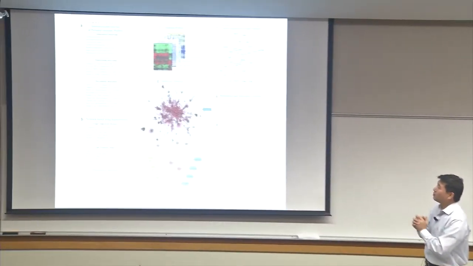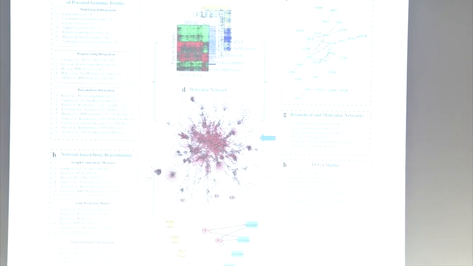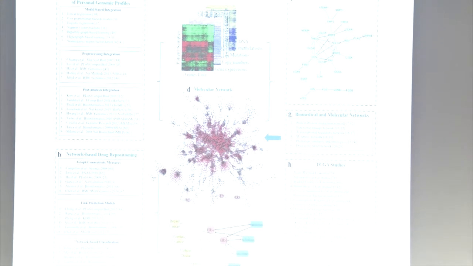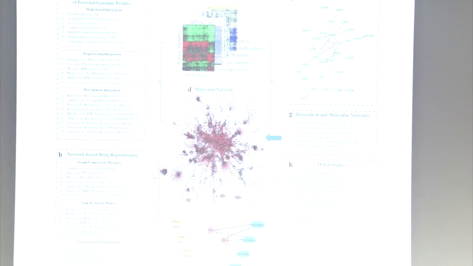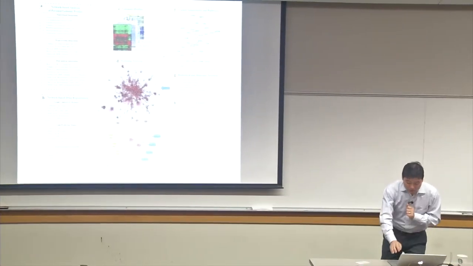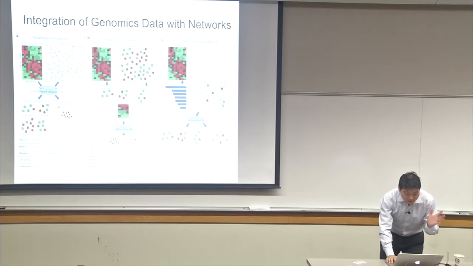That review article was in a bigger context where we talk about both using networks to analyze the genomic data and also doing some association analysis, which is the second topic, to predict which drug can target which gene in the network. Okay, and we also reviewed some categories of the algorithms.